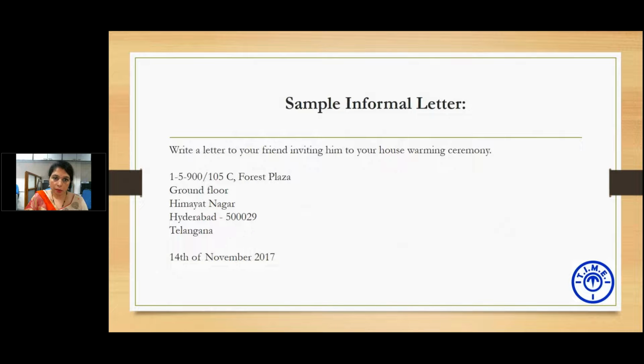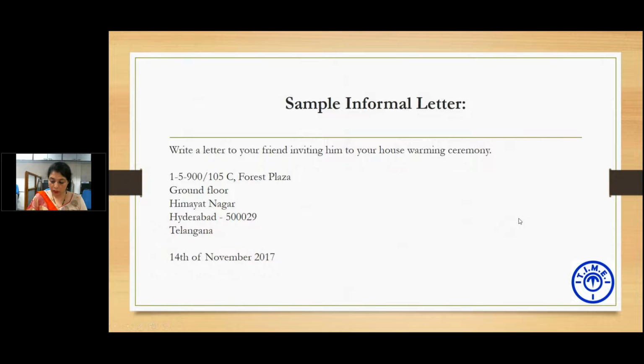So this is a sample informal letter. Write a letter to your friend inviting him to your housewarming ceremony. So this is a letter which has to be written. It's an invitation letter, right? It starts with the address of the person who's writing, and after skipping a line, you write the date.